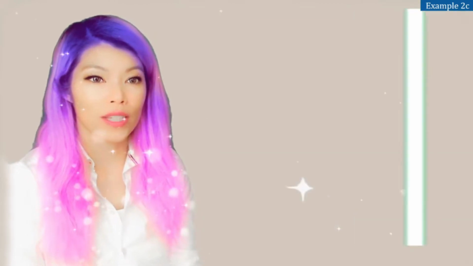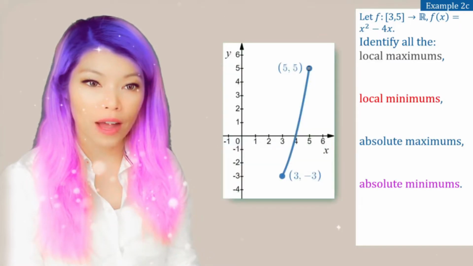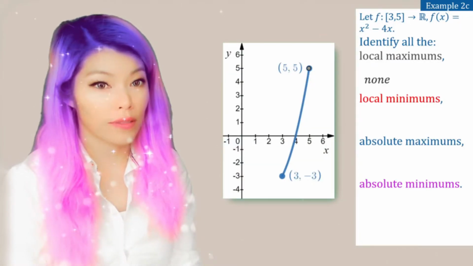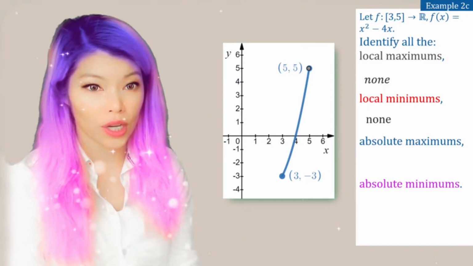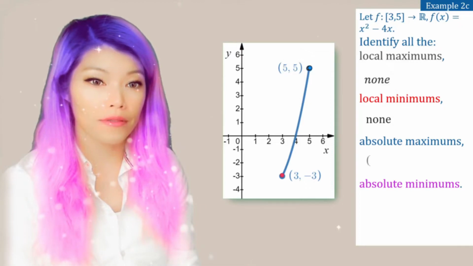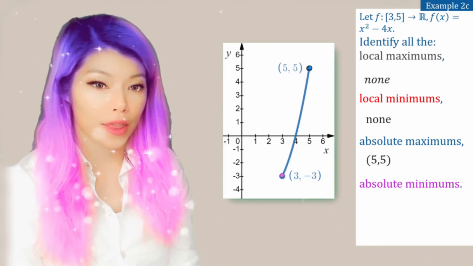Let's try 2C, where it's the same question again, but the domain this time is [3, 5]. Do we have a local maximum? No. Do we have a local minimum this time? No. Do we have an absolute maximum? Yes, that point over there at (5, 5). And do we have an absolute minimum? Yes, this bottom point here at (3, -3).